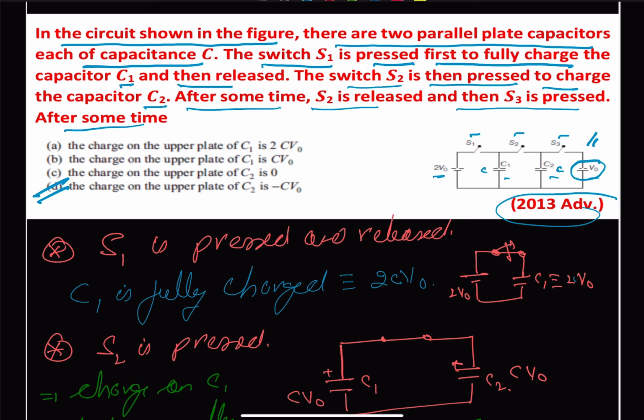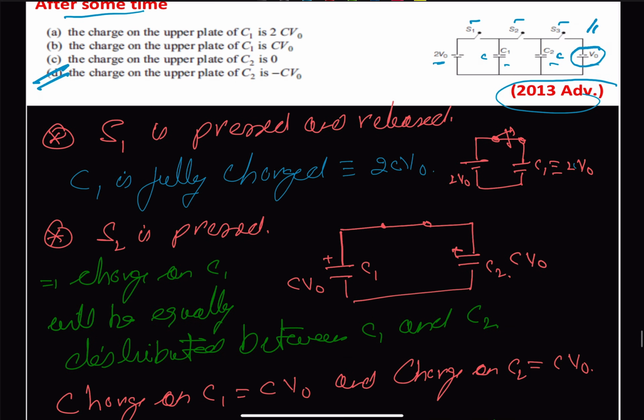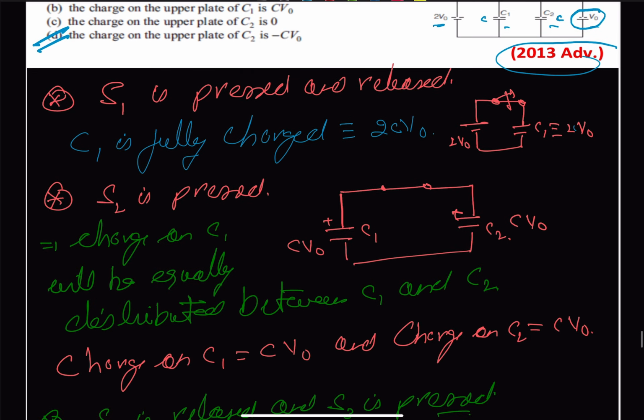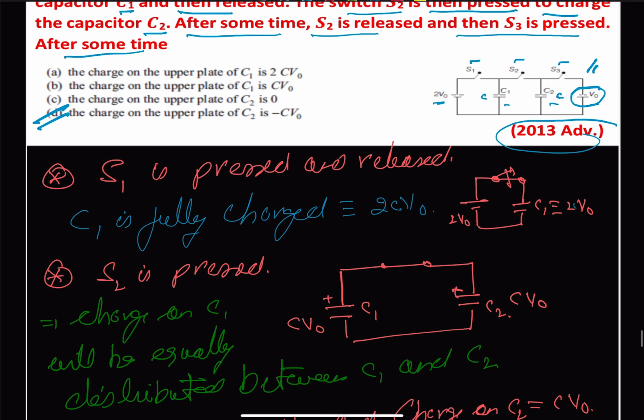C1 was having a charge of CV0. So we have option B is correct. So options B and D are correct.